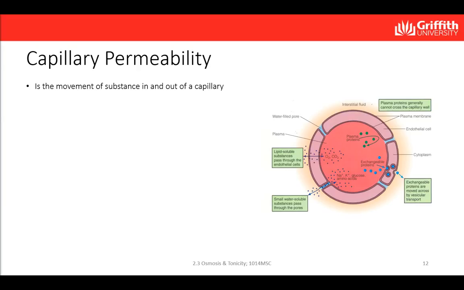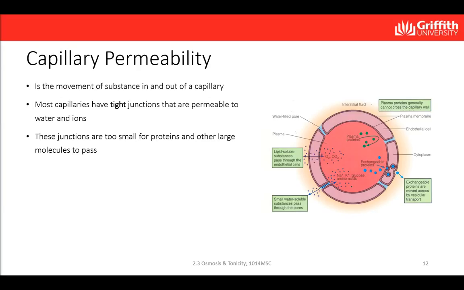Capillary permeability is the capacity of a blood vessel to allow the flow of substances in and out of the vessel. Capillaries are lined by a single layer of endothelial cells that are connected by intercellular tight junctions. These junctions are permeable to water and ions. However, they are too small to allow proteins and other large molecules to pass through.